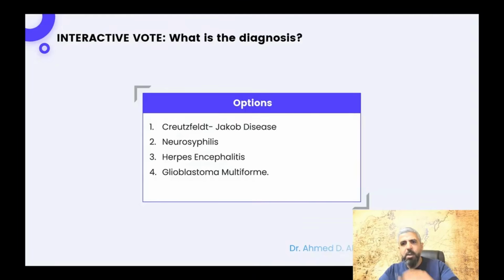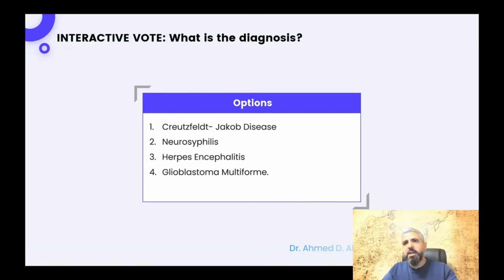one suspect. So let's start with the interactive vote. Is it 1, Creutzfeldt-Jakob disease, 2, neurosyphilis, 3, herpes encephalitis, or 4, glioblastoma multiforme? Remember, we have rapid dementia, myoclonus, hockey stick sign, and cortical ribboning. Is it a virus, is it a tumor, or is it a prion?